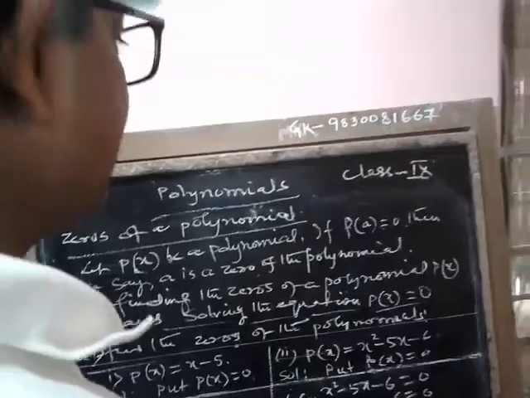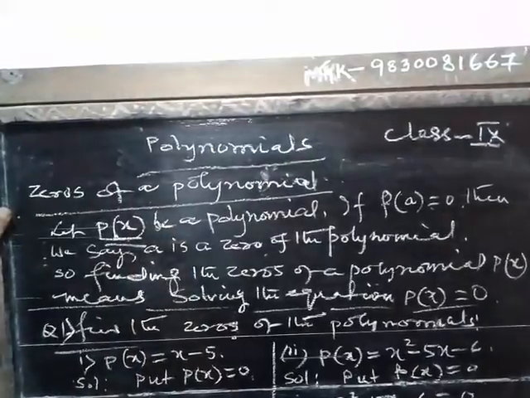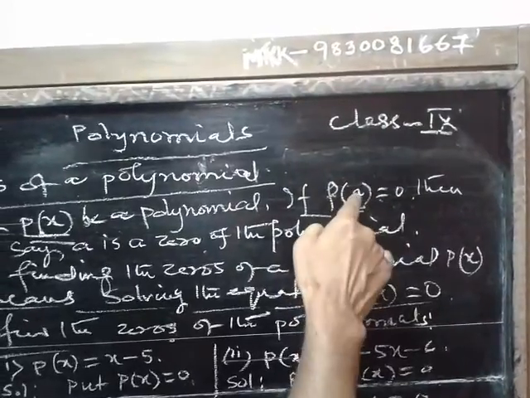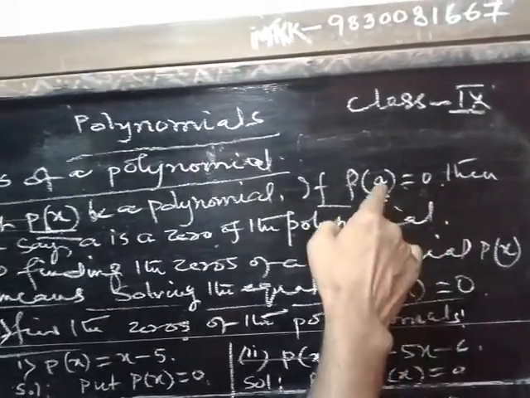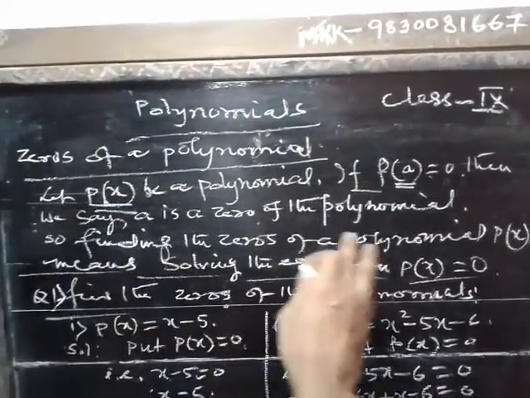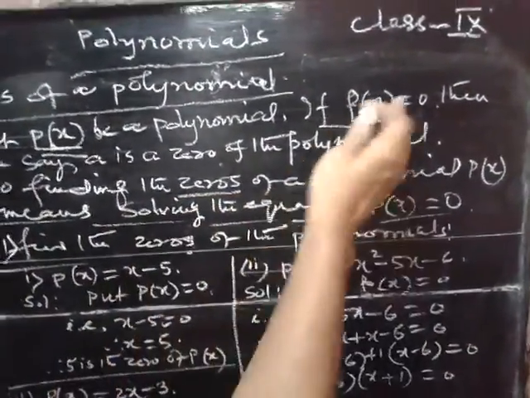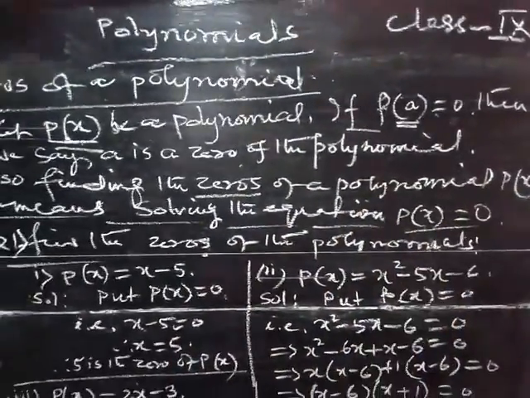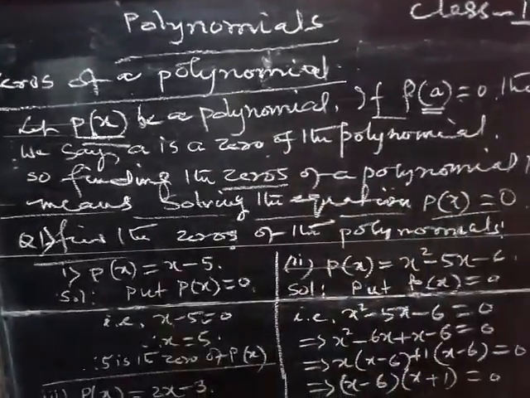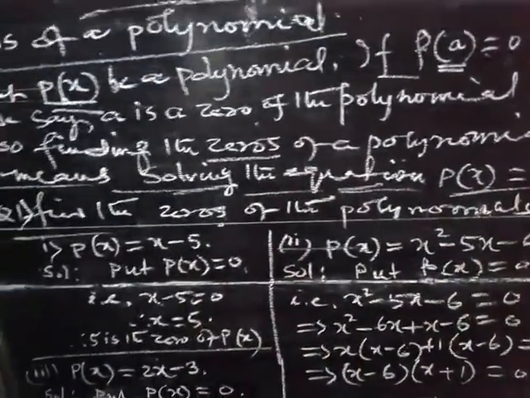What does it mean? Zeros of a polynomial means, suppose any polynomial p(x), if you are putting any value a and p(a) is coming 0, then the value a is called the zero of the polynomial. What does it mean? I am just giving you some examples, then you can understand better. So finding any zero of a polynomial p(x) means solving the equation taking p(x) equal to 0.